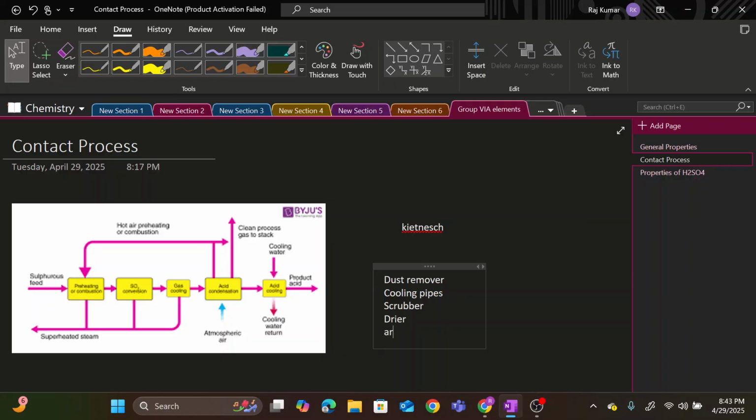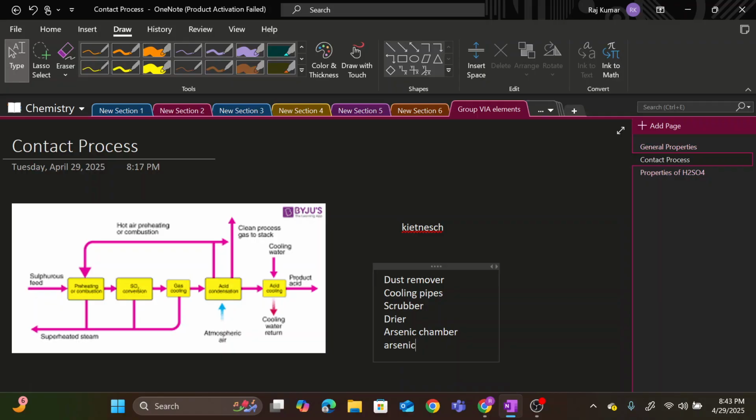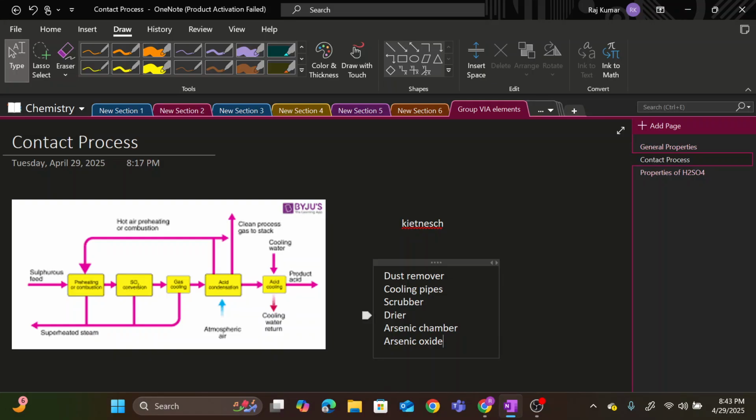And then we have the arsenic chamber. The arsenic chamber is specifically designed for eliminating arsenic oxide from the sulfur dioxide. That is done with the help of freshly prepared ferric hydroxide in the shells of the arsenic chamber, which purifies the sulfur dioxide from arsenic oxide.